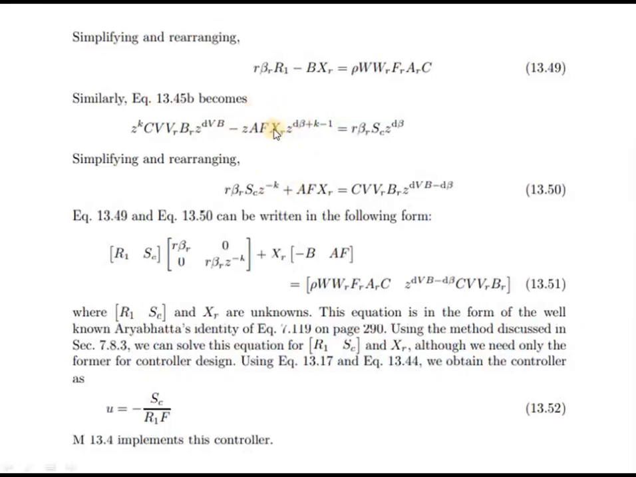Likewise this equation becomes zf into xr. Now here we have z raised to plus k and minus k get cancelled, therefore z raised to dv plus b minus d of beta. We have come up with this equation. Now we have to arrange this 13.49 and 13.50 in terms of matrices.